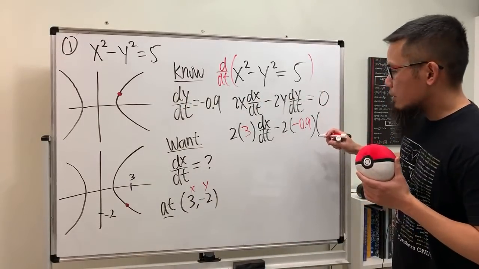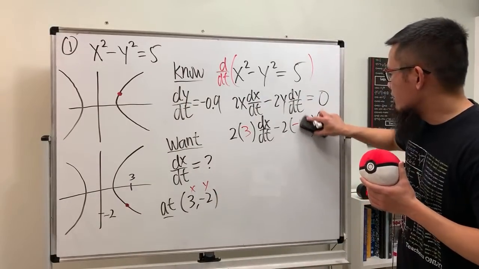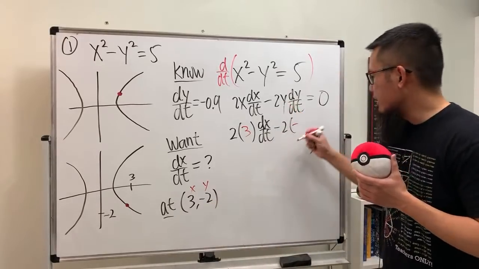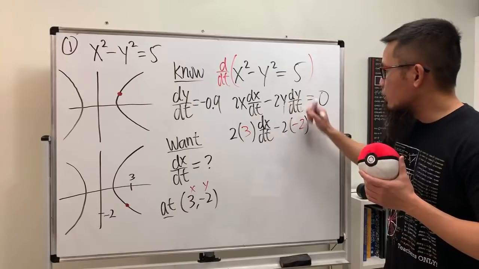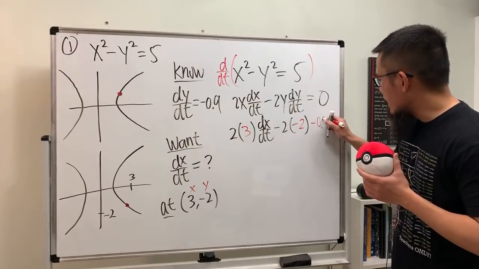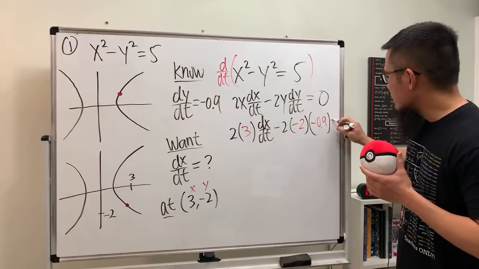Sorry, the y should be negative 2. I put that down wrong. The y value, I should put down negative 2. And then the dy/dt should be this, which is negative 0.9. And then that's equal to 0.